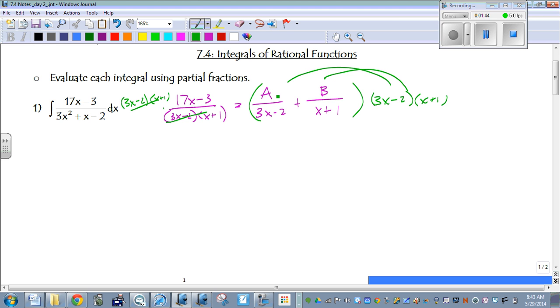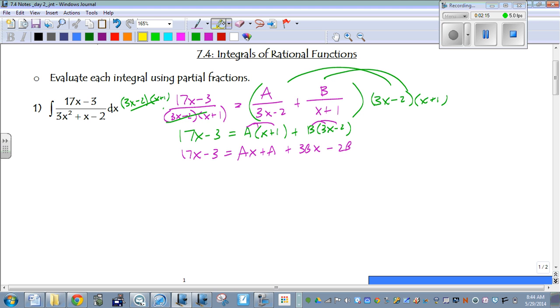Distribute that to each of those. So the first one, the 3x minus 2's cancel out, and we get A times x plus 1. Second one, the x plus 1's cancel out, and we get B times 3x minus 2. So we can go ahead and distribute those. We get Ax plus A plus 3Bx minus 2B. So we're looking for like terms. We have a couple terms that have x in them, and then a couple terms that are just constants, no variables.